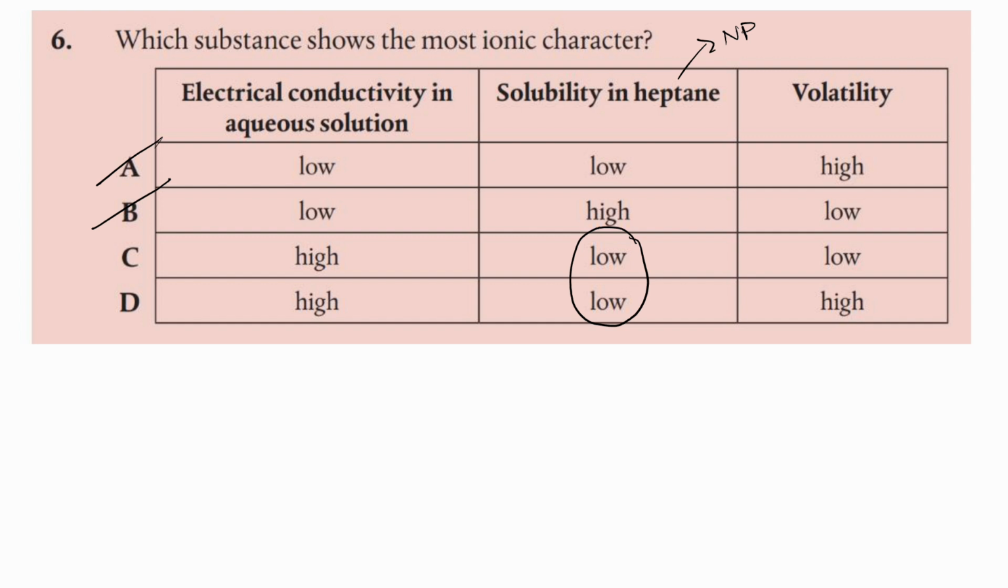Okay, and then moving on to volatility, compounds with high ionic character tend to have low volatility because strong ionic bonds require more energy to break, which prevents them from evaporating easily. And if you did not know, volatility is the tendency of a liquid to change into a gas. So this one would be low, and that would give us our answer of C.